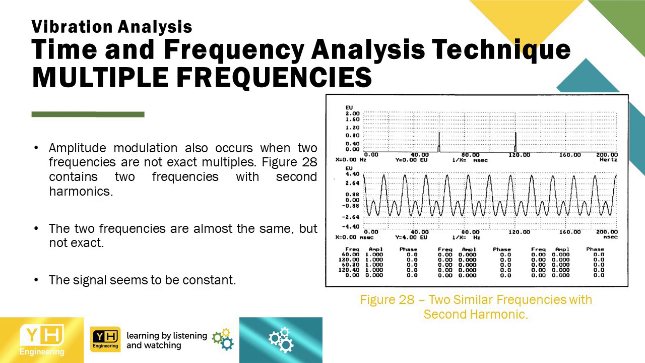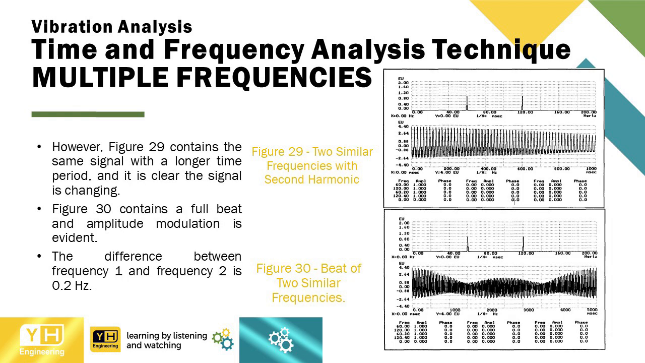Amplitude modulation also occurs when two frequencies are not exact multiples. Figure 28 contains two frequencies with second harmonics. The two frequencies are almost the same, but not exact. The signal seems to be constant.